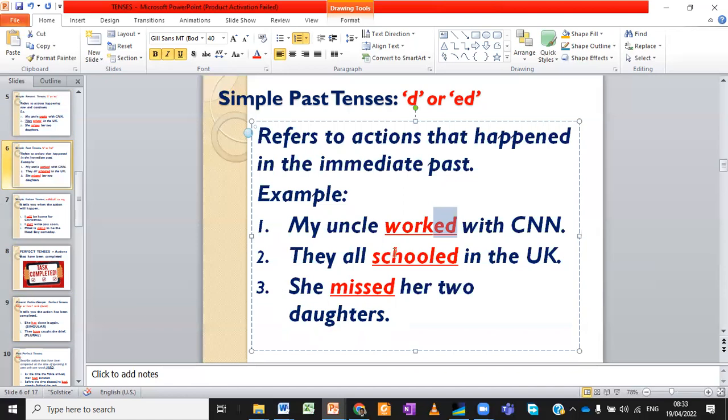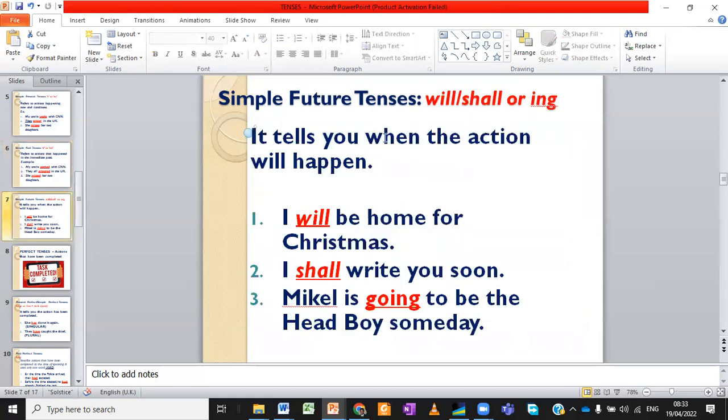Number two, they all schooled in the UK. They were schooling in the UK, but now they've all graduated. They are no more students, okay? They are no longer students. She missed her two daughters. She was missing them before, but now they are back and she doesn't miss them anymore. She's with them. So simple past tense refers to actions that just happened currently.